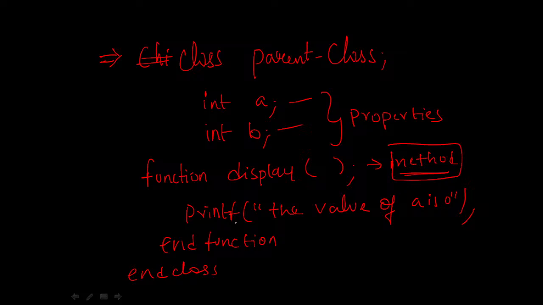Okay, printf the value of a is 0. It is displaying. So it is having one method, as well as some properties. This parent class is having some properties, as well as some methods. Now, how to create a child class? So creating a child class from a base class or a parent class, I will write it here.